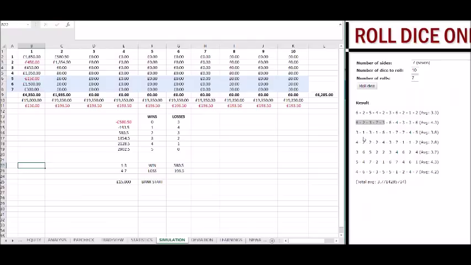For Wednesday, 1, 2, 3, 4, 5. There were 4 wins, 2128.5. For Thursday, there were 3 wins, 1354.50.